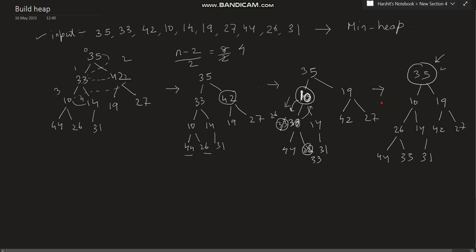So the smallest value is out of the left child and the right child. So we will be moving in the left child direction because 10 is the smallest. Okay, so we will swap 10 with 35. On swapping 10 with 35, 10 will be the root and 35 will be in this node. Now we need to compare 35 with 26 and 14. So 14 is the smallest and therefore we need to swap 35 with 14 and move in the smaller direction. So now 14 will be over here and 35 will be over here.